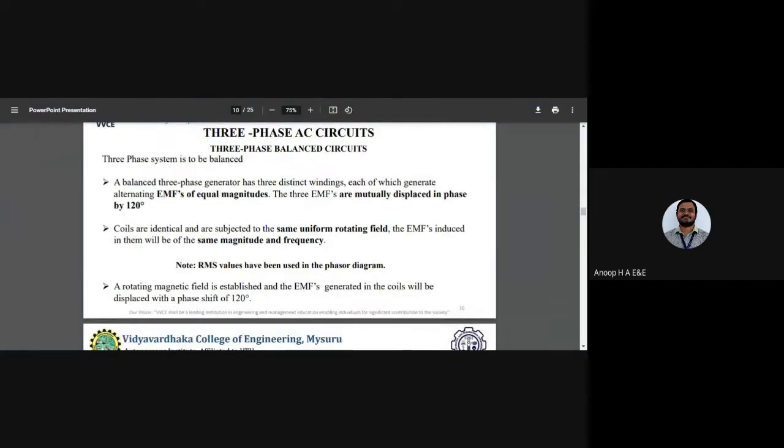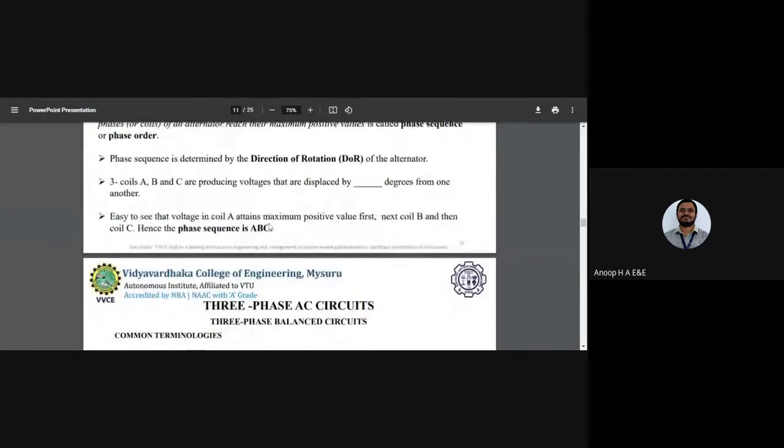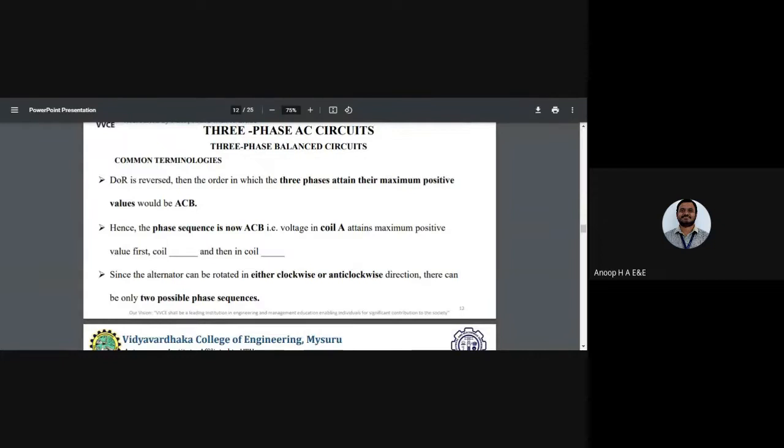Once I talk about the numerical problems, these are said to have 120-degree phase displacement when I call it a balanced three-phase AC system. It has equal magnitude of EMFs, and they are displaced from each other by an angle of 120 degrees. We also have a concept called the phase sequence, that is A, B, and C. First voltage A attains the maximum value, next B, and next C. The direction of rotation can also be reversed. What happens if it is reversed? By interchanging any two phases, you can change the direction.